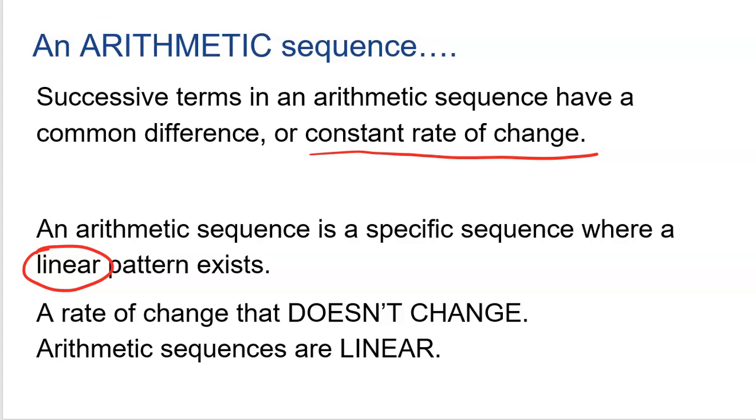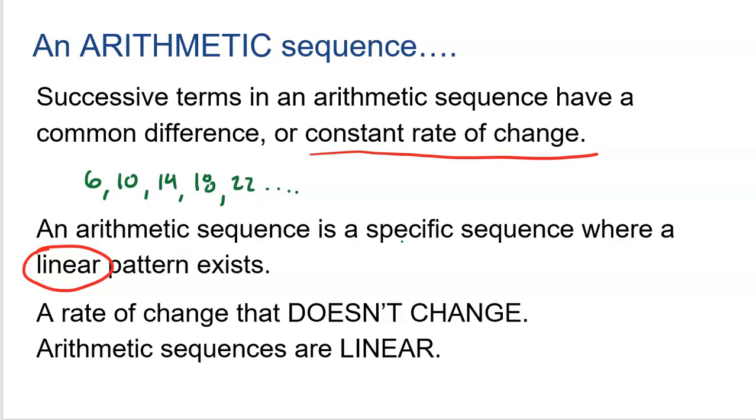So let's just make one up real quick. Again, successive terms have to have the same common difference. So maybe we see 6, up 4, 10, up 4, 14, up 4, 18, up 4, 22. That would be an arithmetic sequence because we have a constant rate of change. Up 4, up 4, up 4. Any two consecutive terms, the difference between them is 4. 10 minus 6, 4. 14 minus 10, 4. 18 minus 14, 4.